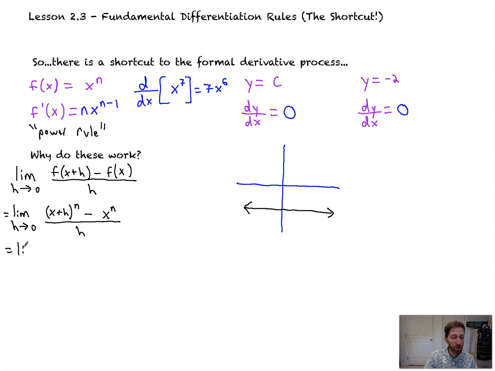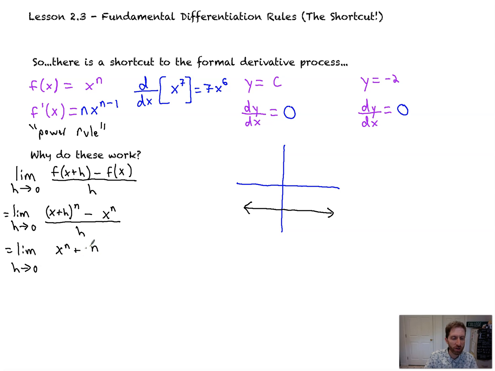So this would be equal to the limit as h goes to 0 of x plus h to the n. It depends on what the power of n is, but in general, it expands out to be something that looks like this. And this is one of those where you're going to have to trust me. It's called the Binomial Theorem. So we expand it out. You get x to the n plus, and then h comes into play. The whole thing's a polynomial.